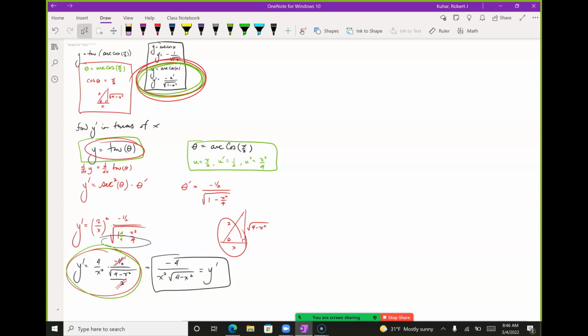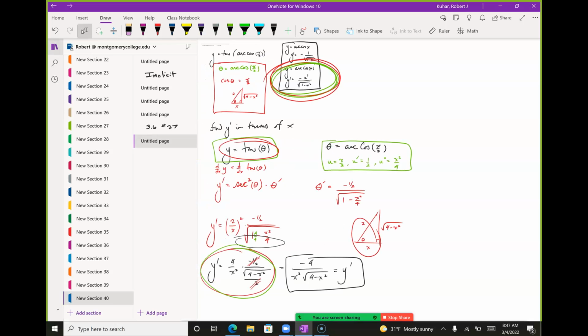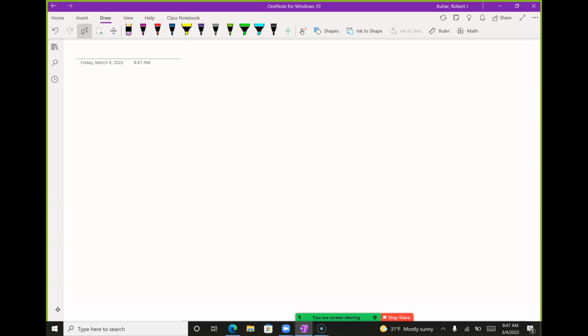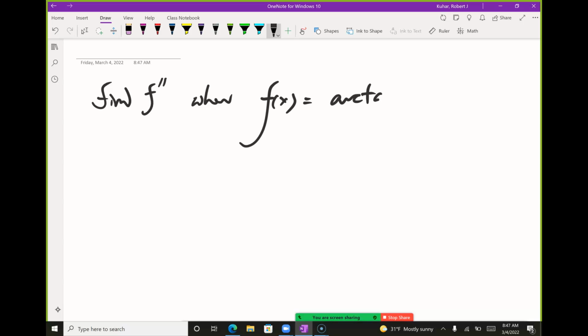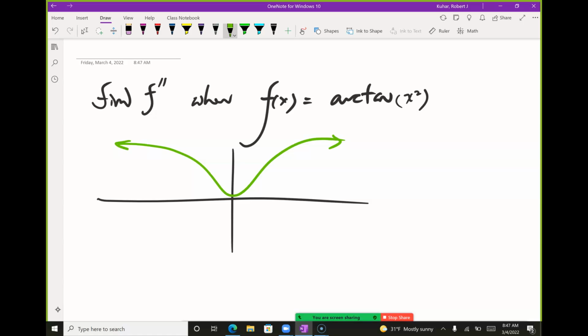Nice. Let me just think of off the top of my head a typical problem I put on this next test. I'll say something like find the second derivative. Find f double prime when f of x equals the arctan of x squared, right? So we did that. I'm pretty sure we talked about it a little bit the other day. We talked about arctan of x squared for sure, right? So that's my arctan of x squared.